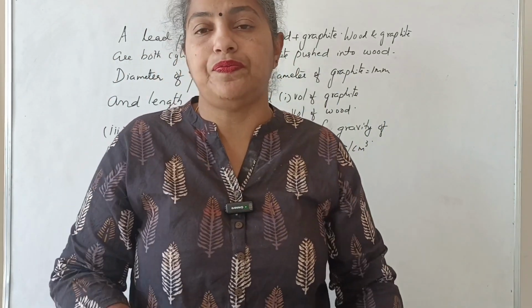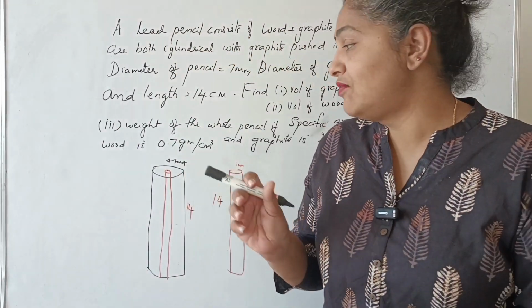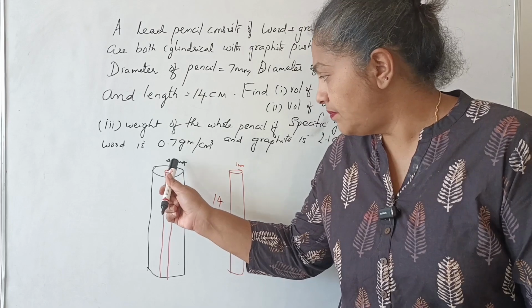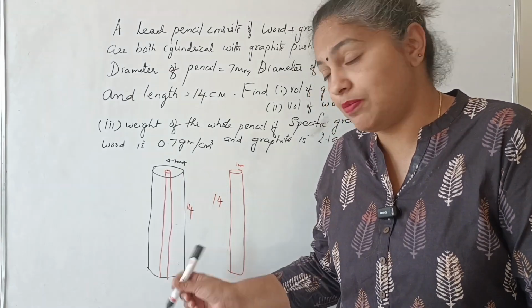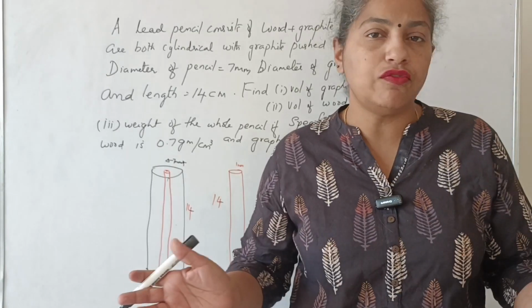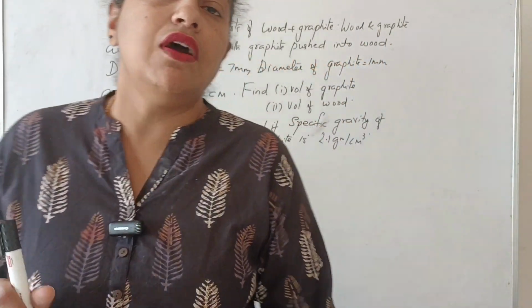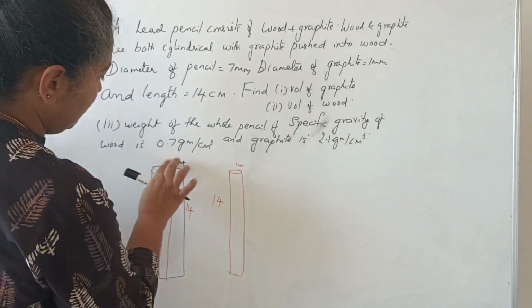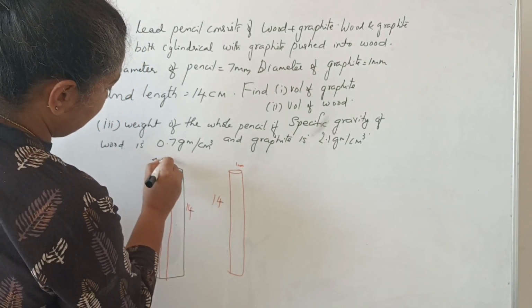Okay. Now, guys, you can see that I have again drawn a very weird diagram, but this is a pencil and the wooden part and the graphite part all along the pencil. This is in the form of a cylinder and the outer surface is also in the form of a cylinder as mentioned in the question. Now, what is given to us? The diameter of the pencil is given to us as 7 millimeter.